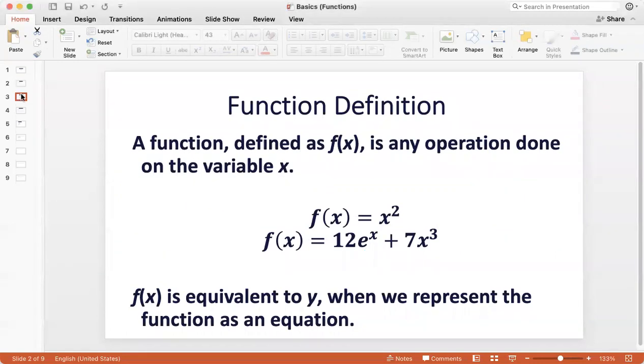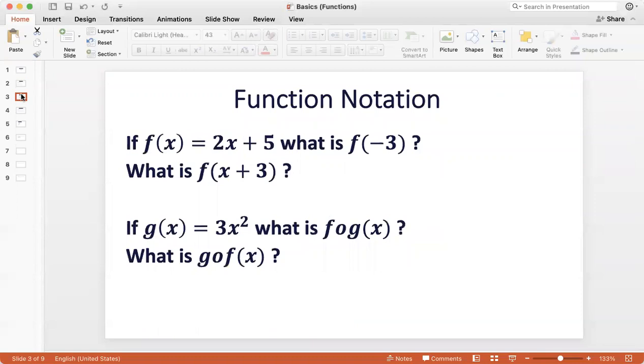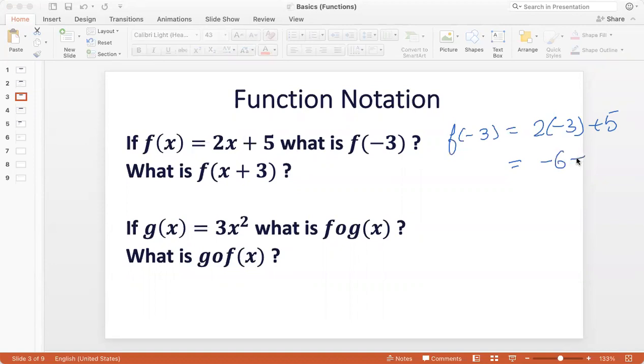Okay. Now, function notation involves figuring out the value of the function at different points. So for example, if I have f of x defined as 2x plus 5, then f of negative 3 will be 2 times negative 3 plus 5. So wherever I have x, I'll replace that with negative 3. So that's minus 6 plus 5, which is negative 1.